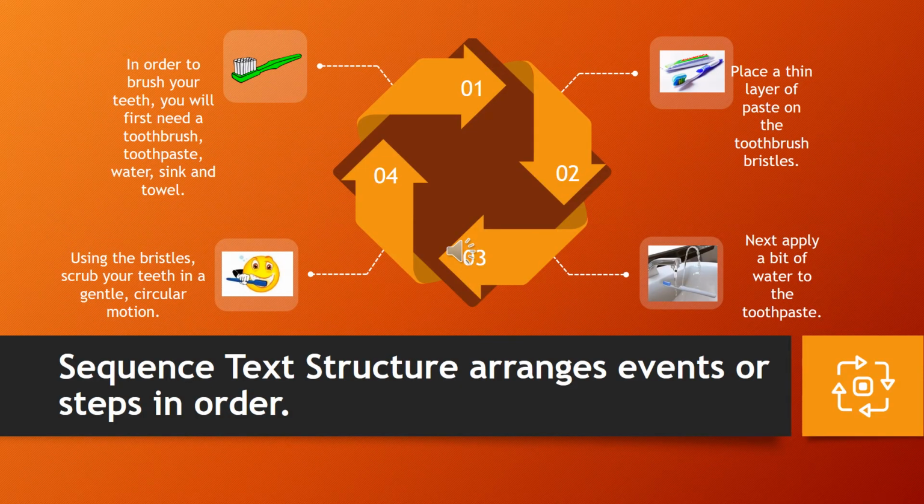In a sequence text structure, things are arranged or events are arranged in steps in order. So in this particular example, we look at the chart at number 1. In order to brush your teeth, you'll first need a toothbrush, toothpaste, water, sink, and a towel. 2. Place a thin layer of paste on the toothbrush bristles. 3. Next, apply a bit of water to the toothpaste. 4. Using the bristles, scrub your teeth in a gentle circular motion.